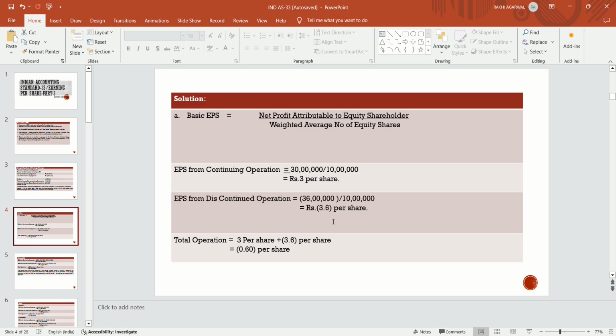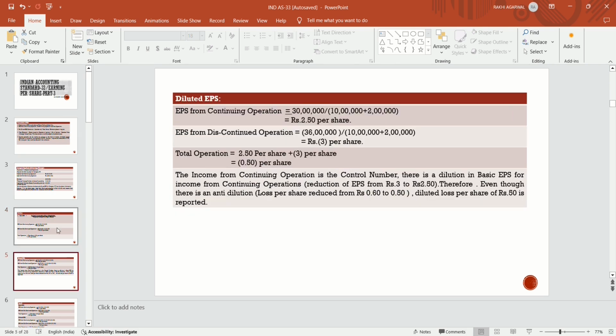So it becomes 3.6 per share. There is a loss of 3.6 per share. The basic EPS from continuing and discontinuing total operations is 3 per share, that is positive, plus a loss of 3.6 per share. So it becomes 0.60 loss per share, because plus minus it becomes 0.60 per share.